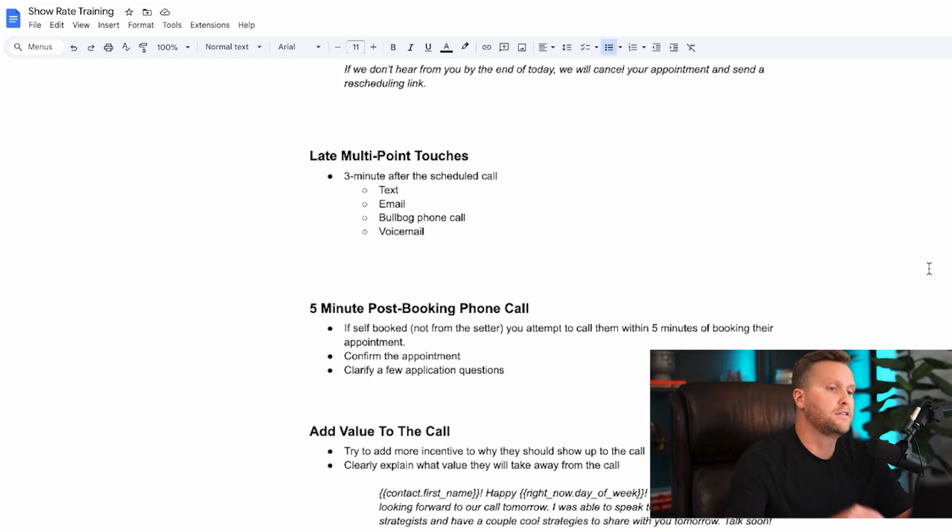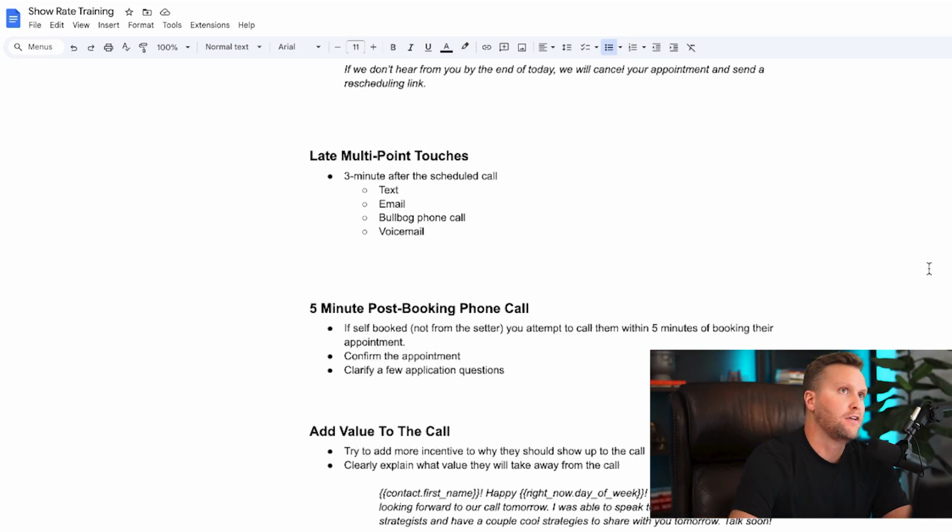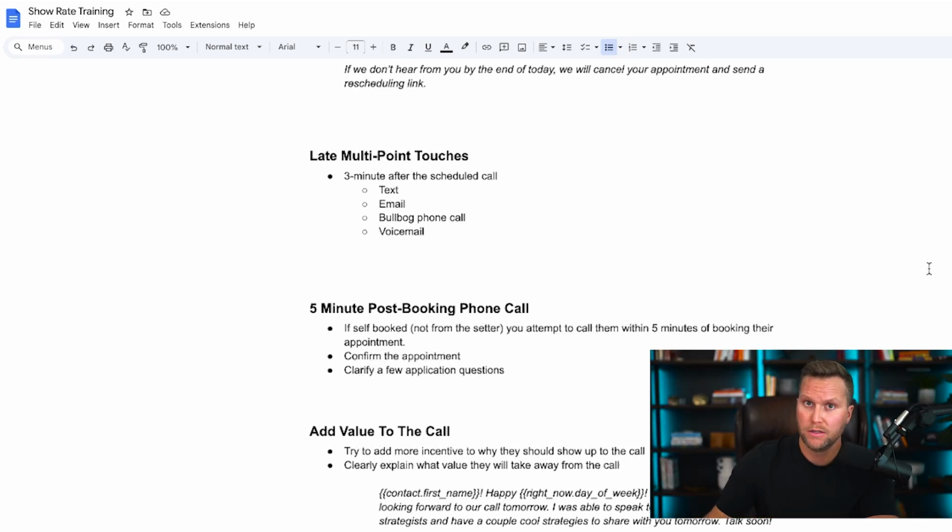The next thing I want to talk about is the 5-minute post-booking phone call. I touched on this a little earlier, but what we found is that if you can get someone to engage and you can add in a human element, the show-up rate increases. So if someone has self-booked a call, meaning they haven't spoken to someone from the sales team and actually booked a call, you want to attempt to call them within 5 minutes of booking that call. If you're not available to do that, I recommend that if you have a team, assign someone to do that. For us, we assign our appointment coordinator.